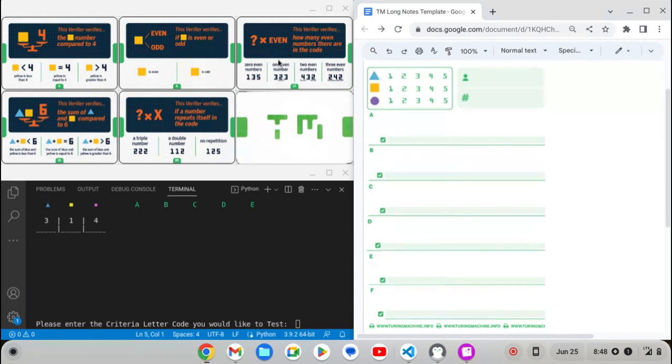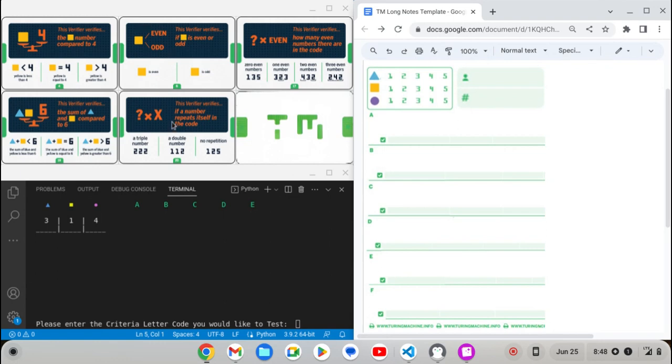Criteria card C looks at our 3-digit solution, and the Turing machine will let us know how many of those 3 digits are even. Are there no evens? Is there a single even? Perhaps 2 evens? Or maybe all 3 are even. Criteria card D looks at the first 2 digits, triangle and square, adds them up, and compares the sum to the number 6. Should the sum be less than 6? Should it be equal to 6? Or should the sum be greater than 6?